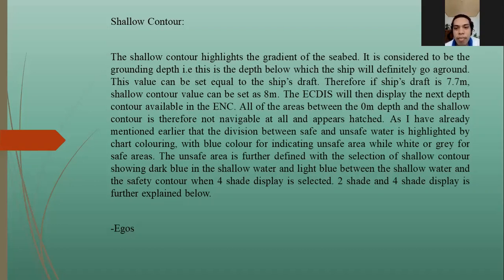appear hatched. As I have already mentioned earlier, the division between safe and unsafe water is highlighted by chart coloring, with blue color indicating unsafe areas, while white or gray is for the safe areas. The unsafe area is further defined with the selection of shallow contour, showing dark blue in the shallow water and light blue between the shallow water and the safety contour. When four shade display is selected, two shade and four shade display is further explained below. Next slide, please.